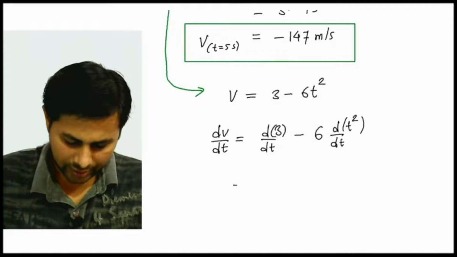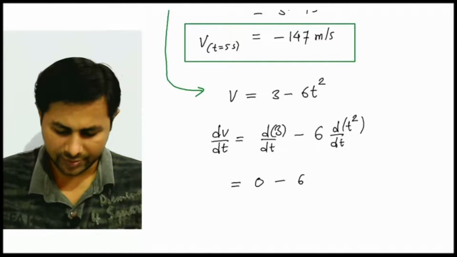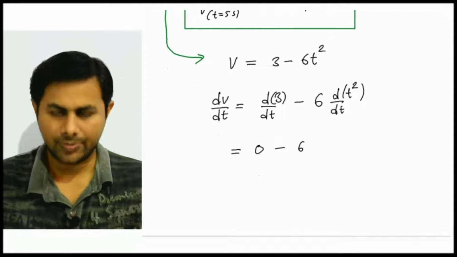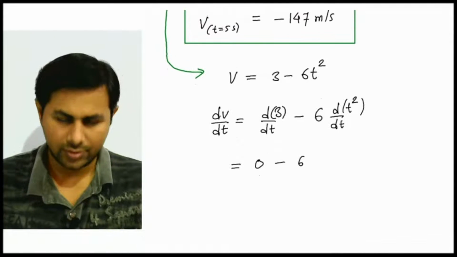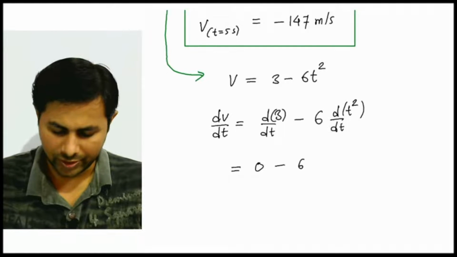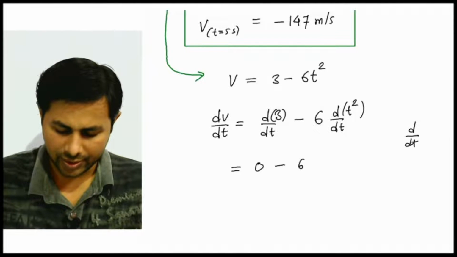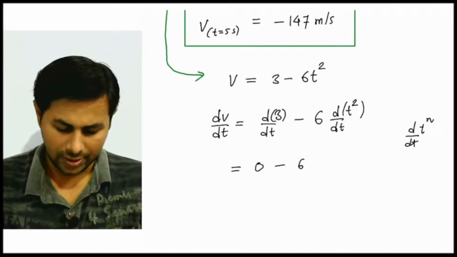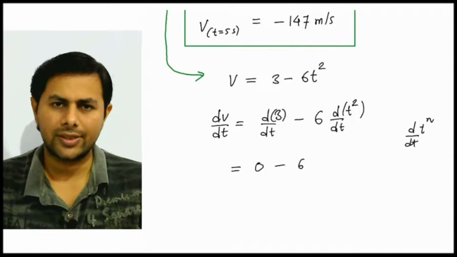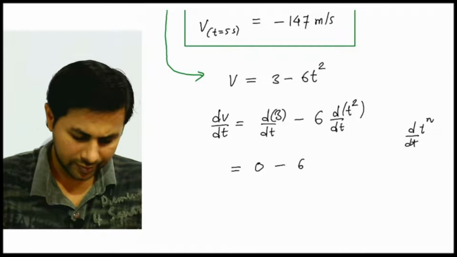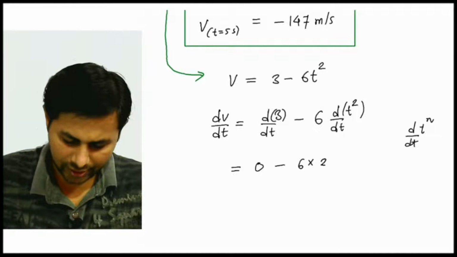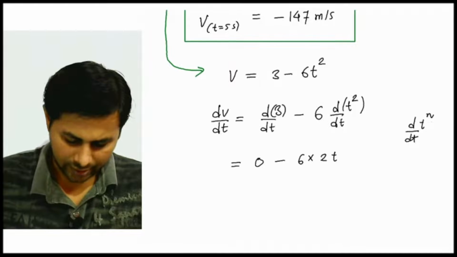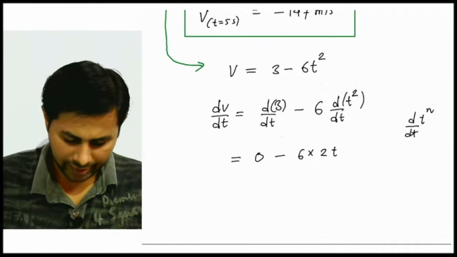So 0 minus 6 times d by dt of t squared is 2 times t, because we have this formula, the derivative of t raised to n is n times t raised to n minus 1. So here our n is 2. So it is 2 times t raised to 2 minus 1, or we can just say it's 2t. So 6 times 2t, and that is minus 12t.